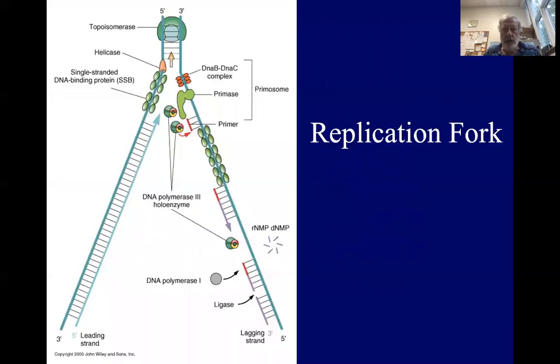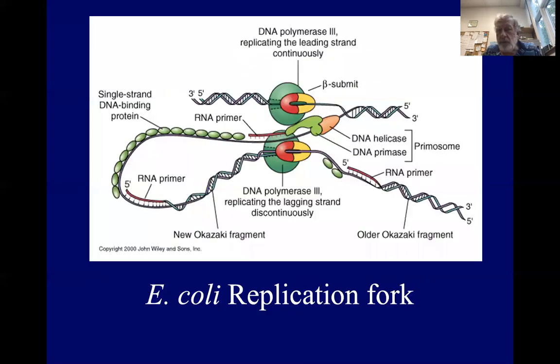So this shows you the leading strand on the left, lagging strand on the right. Primers in red, single-stranded binding proteins as those things that look like little green seeds or something. And here's a close-up of the replication fork with the DNA polymerase 3 molecules and the DNA being fed through them.